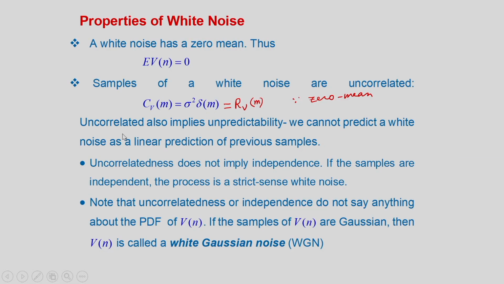If the samples of Vn are Gaussian, in that case Vn is called a white Gaussian noise. Vn may be a Bernoulli process, in that case it will be a white Bernoulli noise. So, therefore, what is a white Gaussian noise? That noise samples are uncorrelated, and secondly the samples follow Gaussian distribution. So, we have seen what is a white noise.